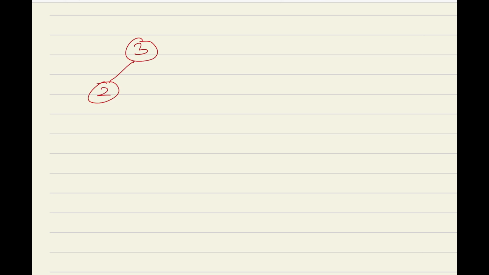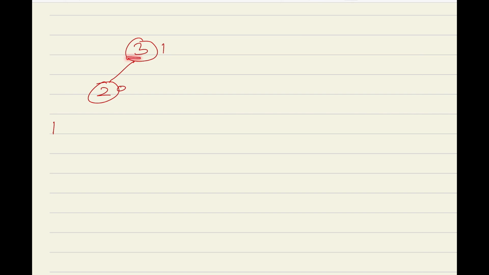So assume the AVL tree is like this, 3, 2. So this is the AVL tree and it is balanced. So its balance factor is 0, it is 1, so it is balanced. Now if we want to add 1 to this tree, so we want to add 1.